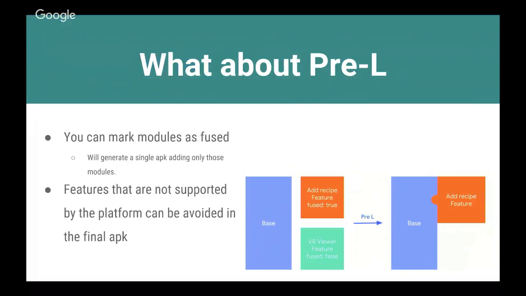Now, pre-L, we have a flag called fusing, which has to be turned true or false to add the module to the base feature when it generates a matrix of APKs. In this case, I have set the add recipe module to true and the VR viewer to false. Pre-L devices do not support the VR viewer library, so I've set it to false, which means the matrix of APKs that get generated will not have the VR viewer module there. It will only contain the base and the add recipe feature in it.